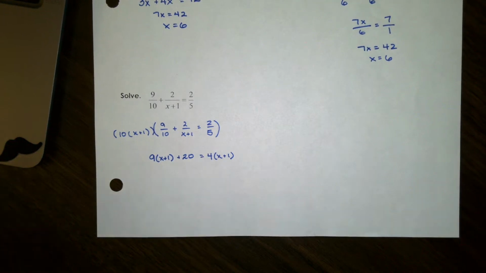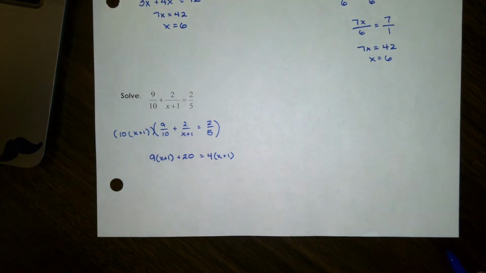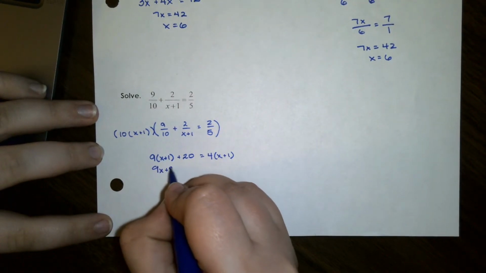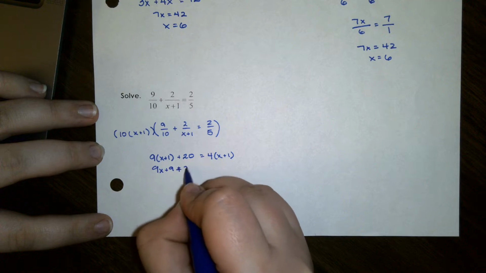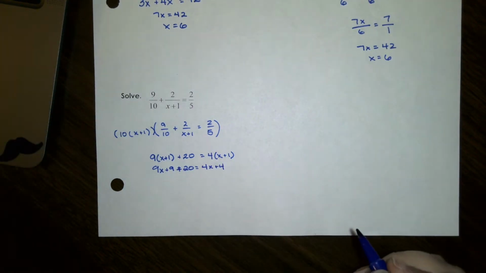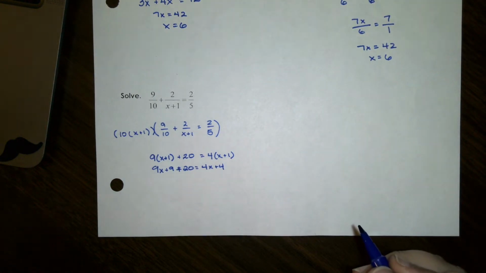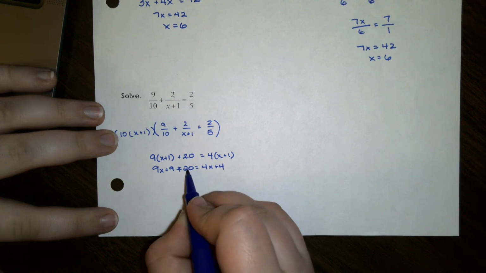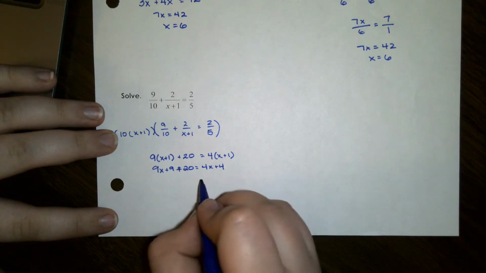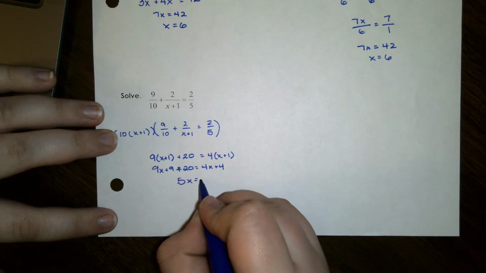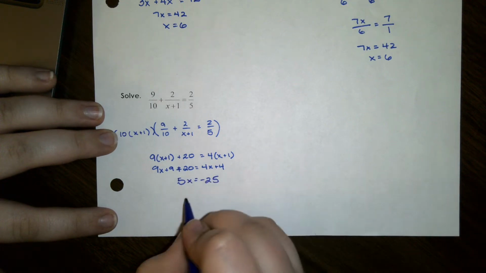I love this method because even though it takes a little bit more thinking up front, once you get rid of the fractions, it's significantly easier. From here, we're just going to simplify. 4x plus 4. Let's go ahead and get all of the variables on one side, all the numbers on the other. So the 9 and 20, 29, get it to the other side. 4x comes over. We get 5x equals negative 25.